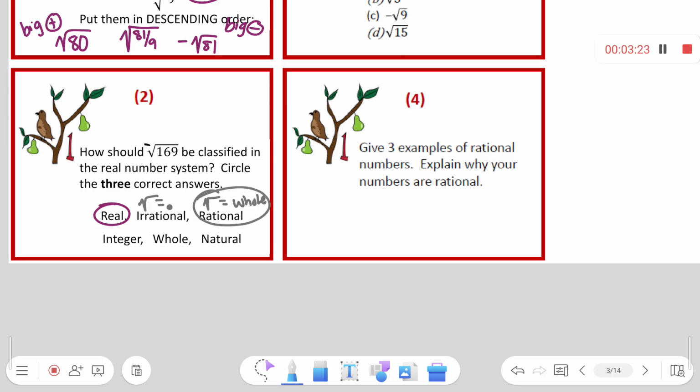And then we've got one more correct answer. I said whole, but I didn't really mean whole, because whole has to start at 0 and count up. And natural has to start at 1 and count up, which means whole and natural are 0, 1, 2, 3, 4, and so on. We're never going to get to negative 13. Integers are positive and negative whole numbers. So when I said square root that makes a whole number, I just mean something that doesn't have a decimal. So your 3 correct answers are real, rational, and integer.